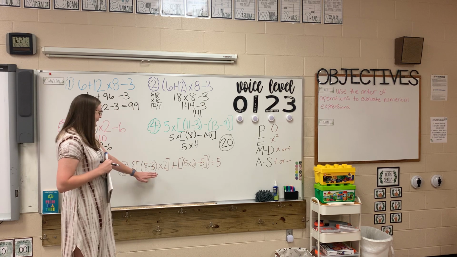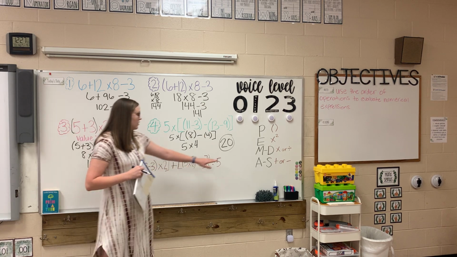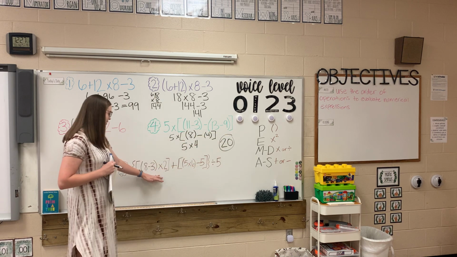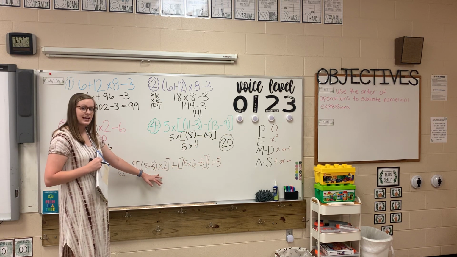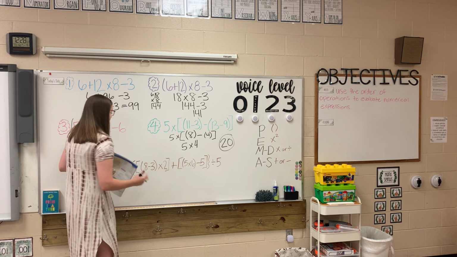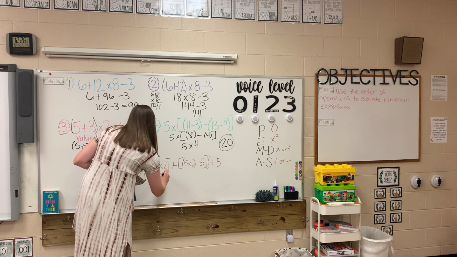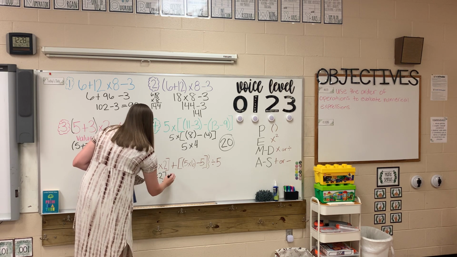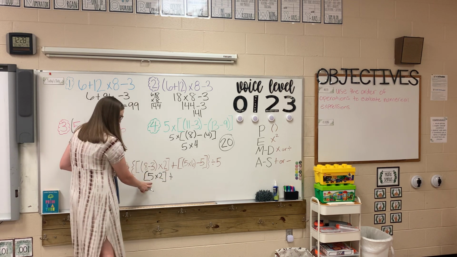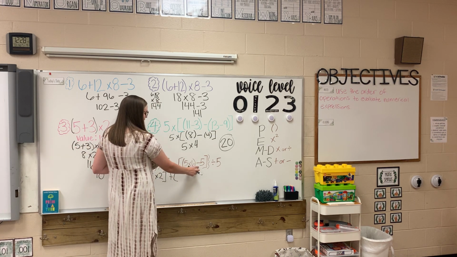We have 8 minus 3 in parentheses times 2. We have to do our parentheses first, even though they're inside the brackets. So what is 8 minus 3? 5. We have our times 2. They're still inside brackets. Plus 5 times 6 minus 5.